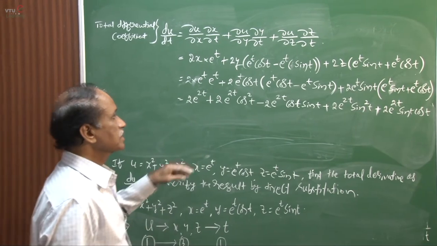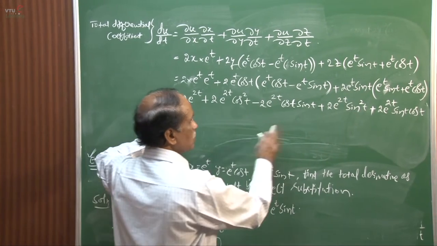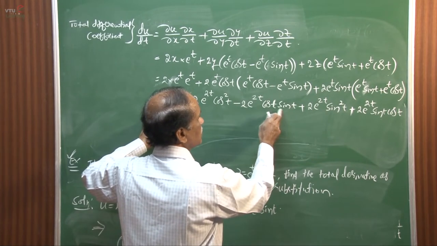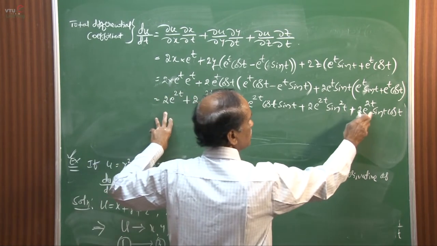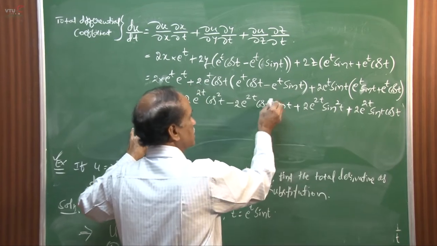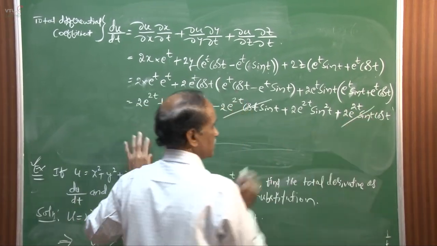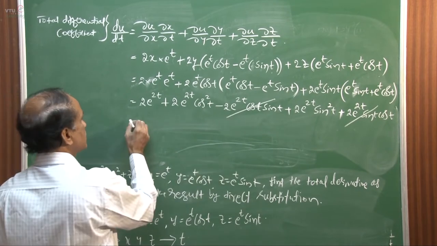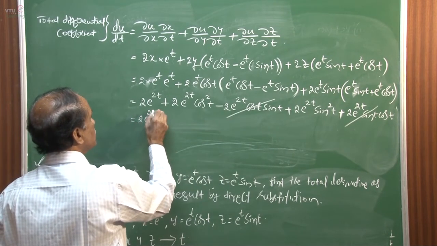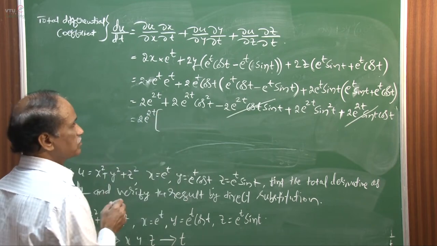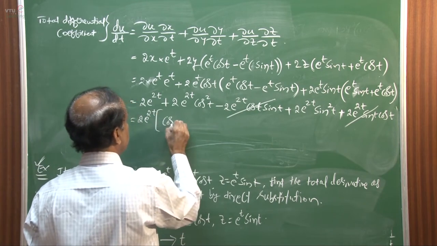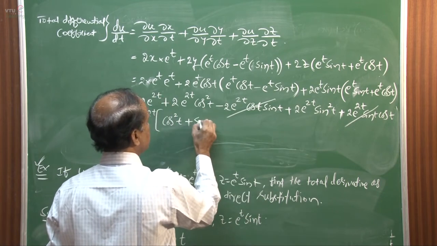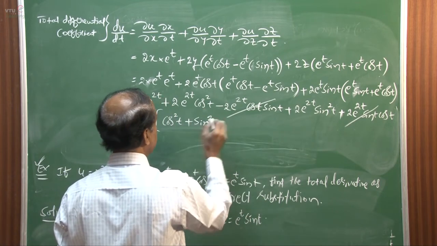Now it looks like one term I can cancel: 2 into e to the power 2t cos t sin t with minus, and 2 into e to the power 2t sin t cos t with plus sign. So this product I can cancel. And from the remaining terms, I can take 2 into e to the power 2t common, that is multiplied to cos square t and cos square t, and plus of it is sin square t.